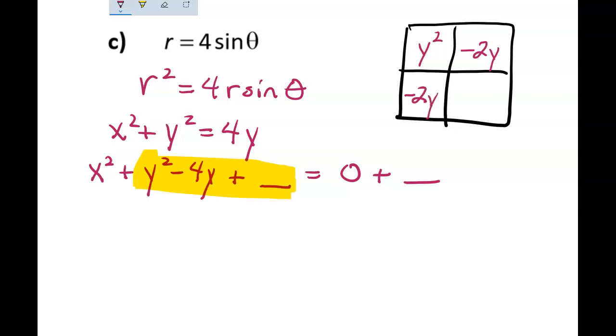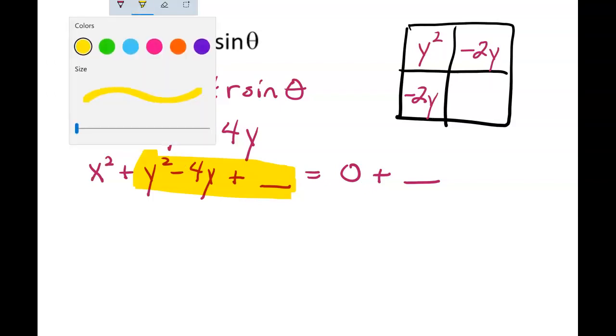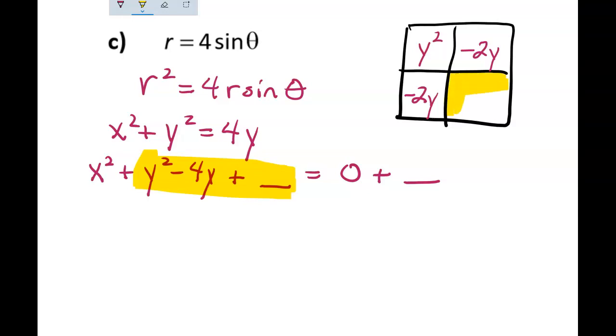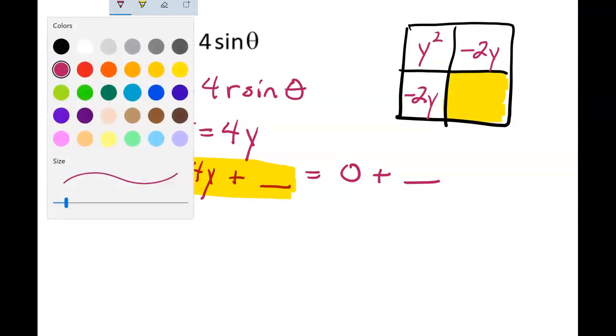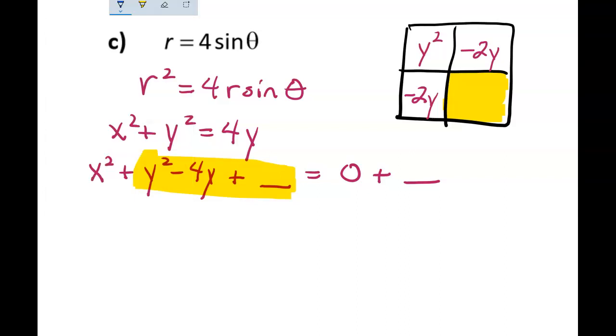So negative 4y can be divided up into negative 2y and negative 2y. And now we have the plus blank. The plus blank is actually this last square here, or this last rectangle. And so what we're going to try to do now is get those factors that go on the outside of the box, which are essentially the length and the width.